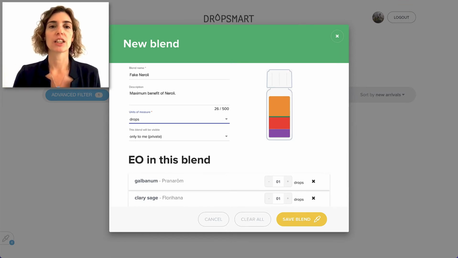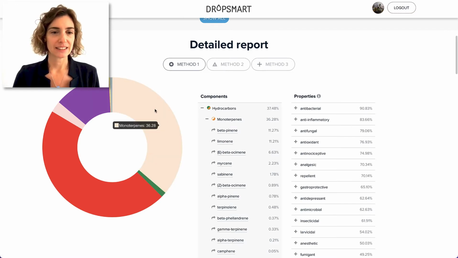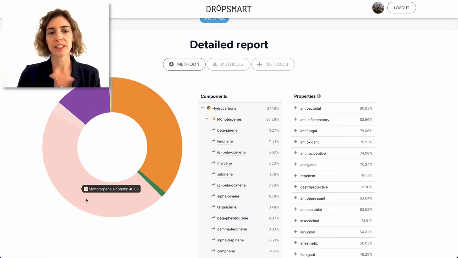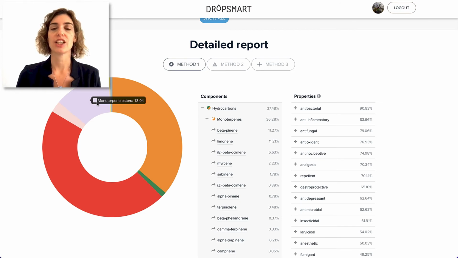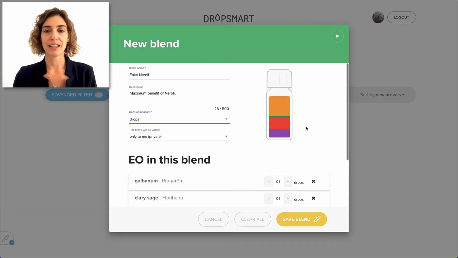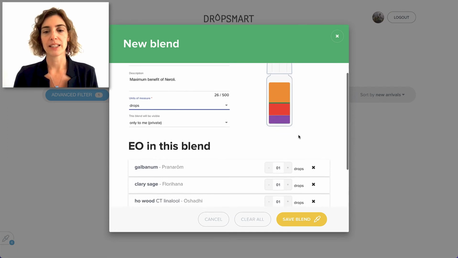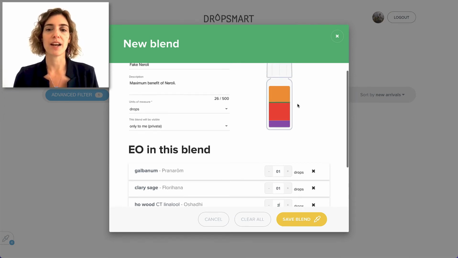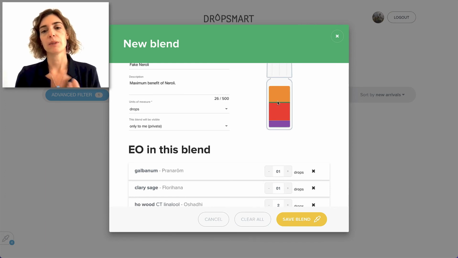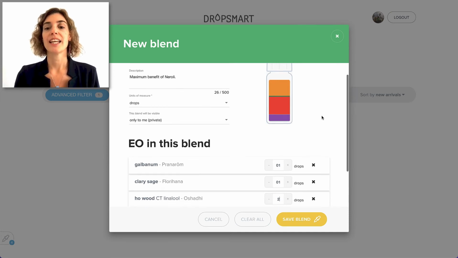So let's just take a look at neroli. And as I see, the most dominant component here is linalool, and then next are the two monoterpenes, and the smallest percentage is the esters. So this is what I would like to do with my blend as well. And what I'm missing is a little bit more of alcohols here. So let's see. So this looks about right. The dominating is linalool. The next chunk is monoterpenes, and the smallest is esters.